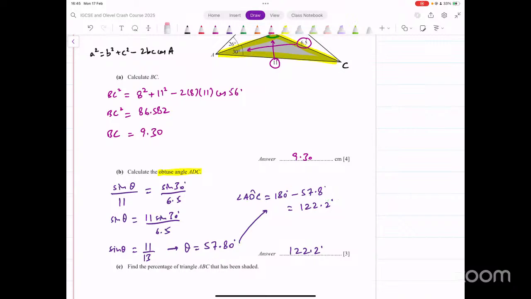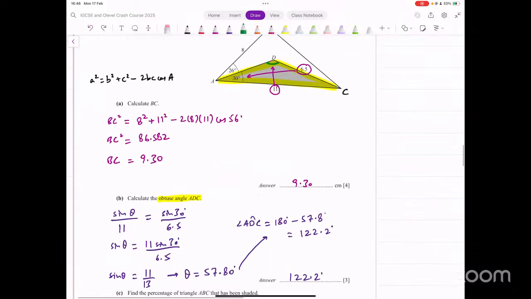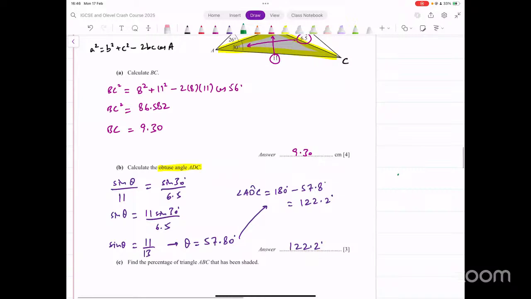So if sine of 57.8 is 11 over 13, sine of 122.2 is also 11 over 13. So to find the obtuse angle, all we have to do is subtract this number from 180 and we get the corresponding obtuse angle. Okay?